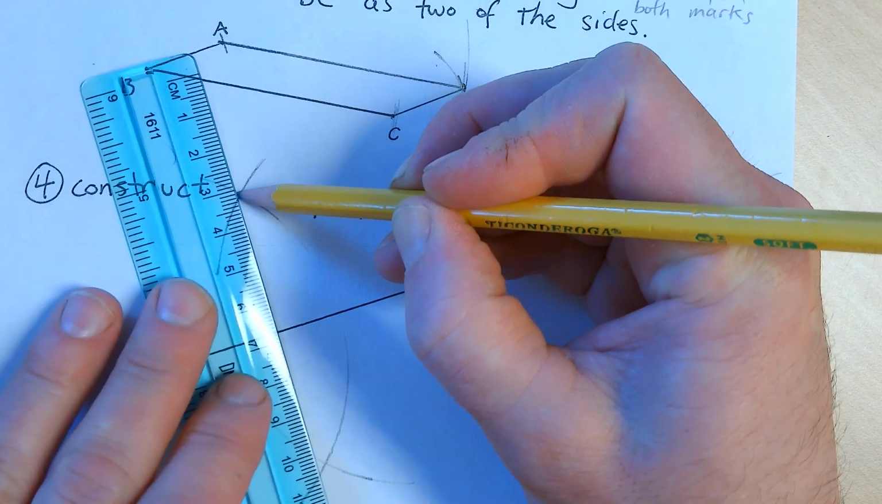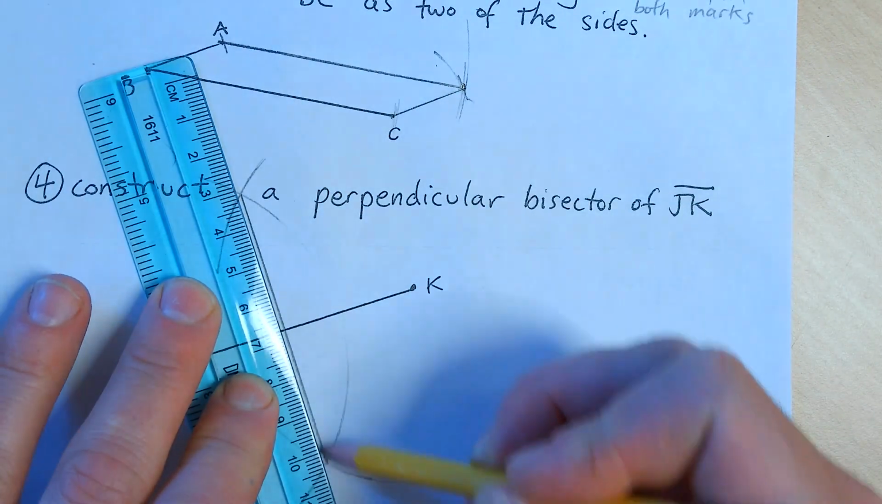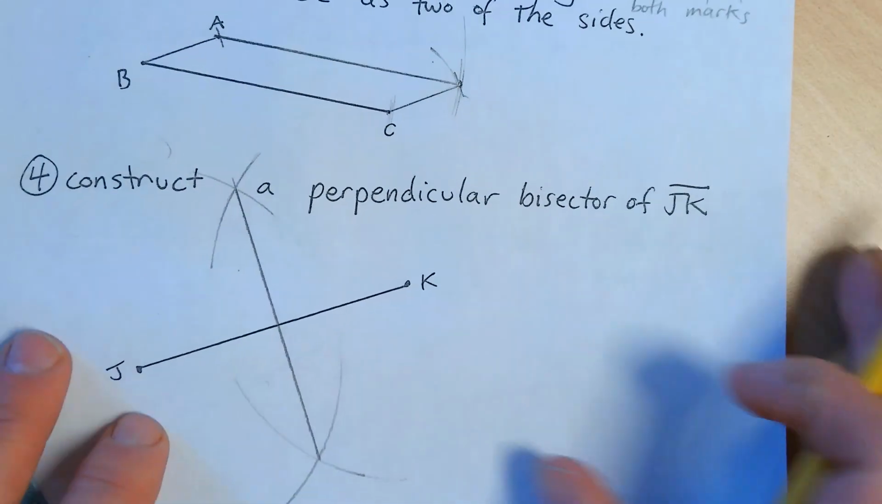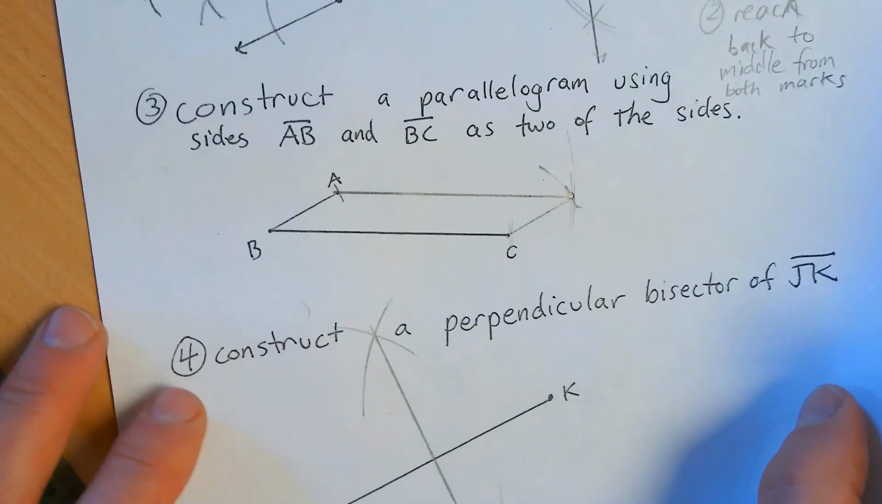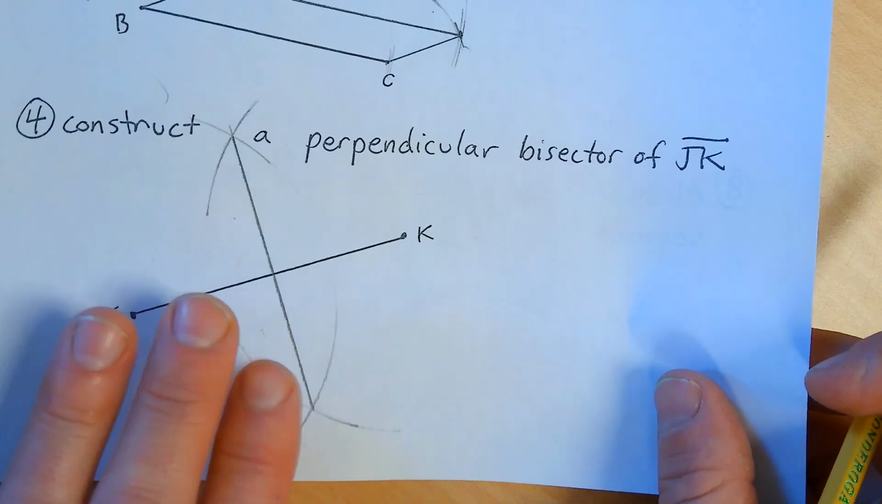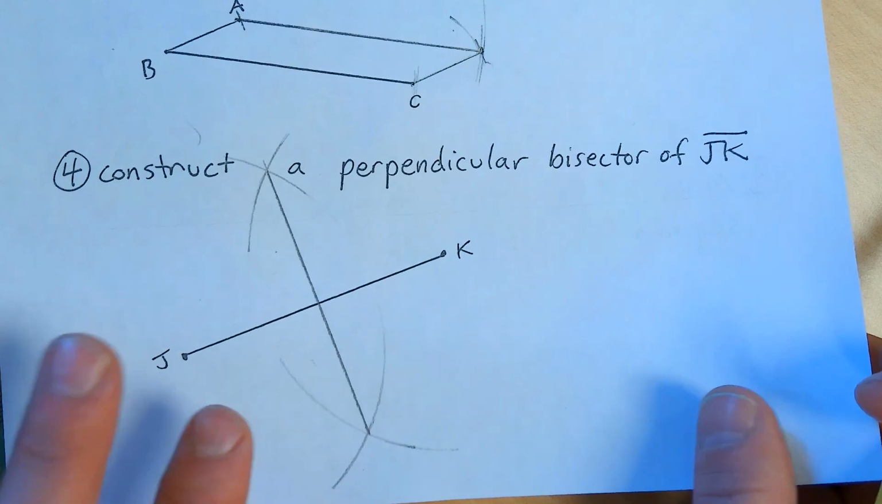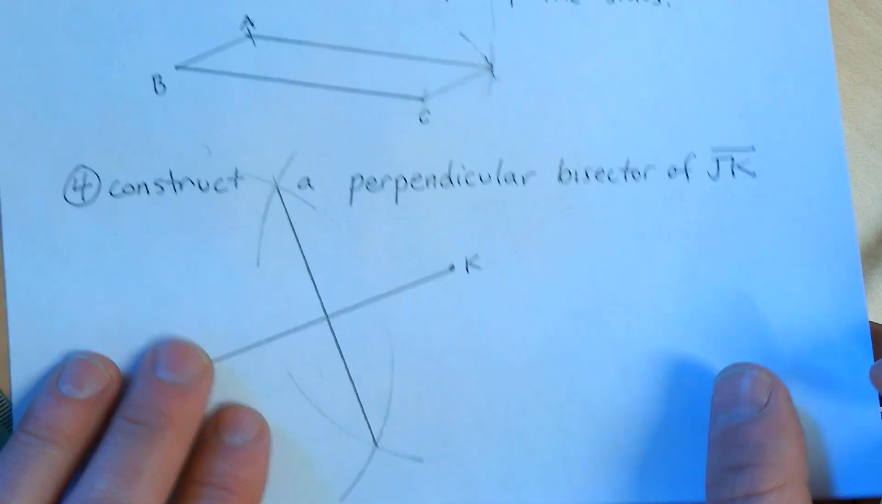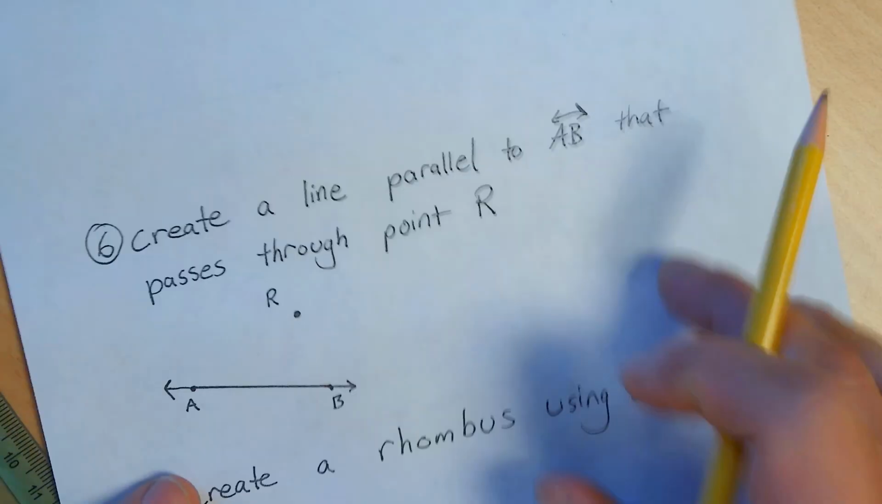Perpendicular bisector. By the way, you need these marks to get full credit on the test. Need all these marks.